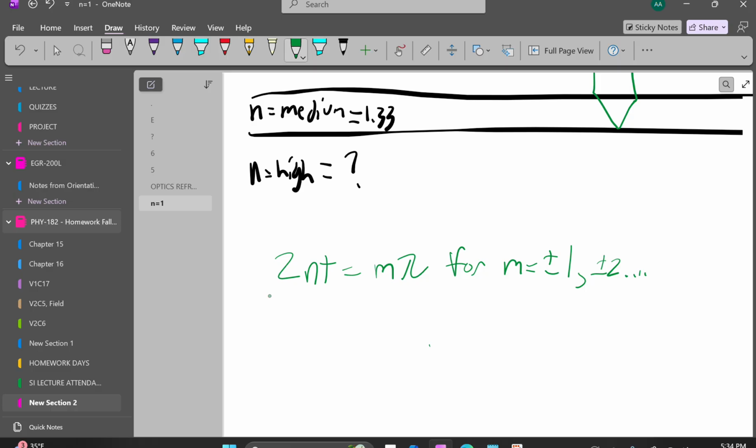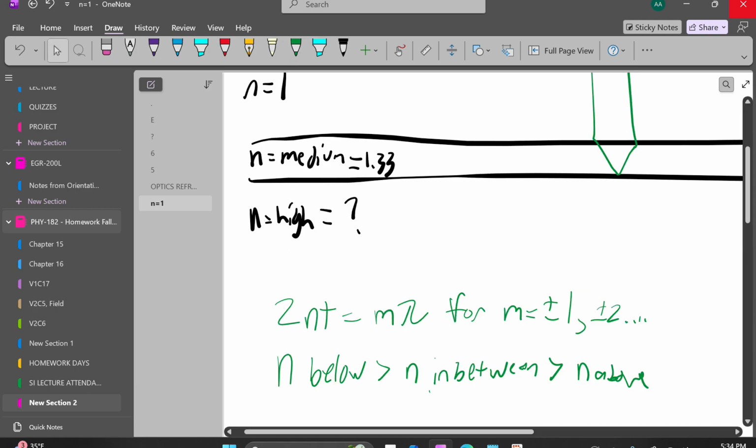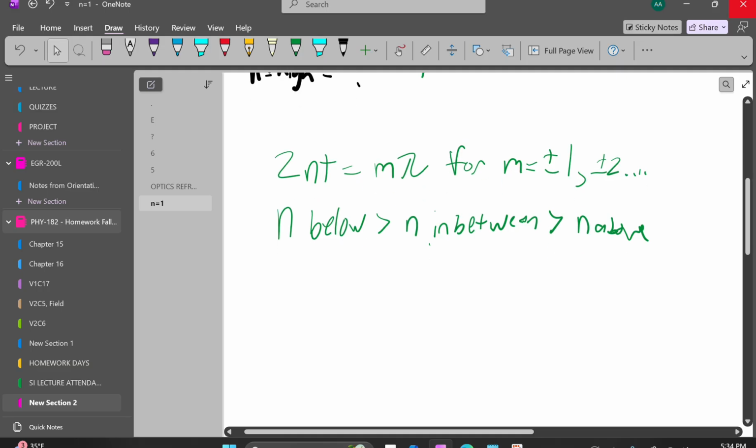This is constructive interference for n high, n below, and in between and above. So n is greater than, is greater than. The index of refraction here is greater than this one, is greater than this one. Okay, so what do we have?